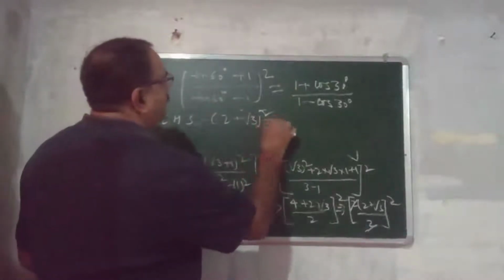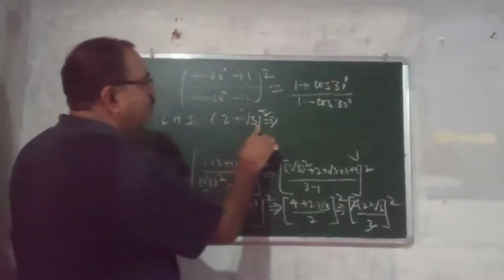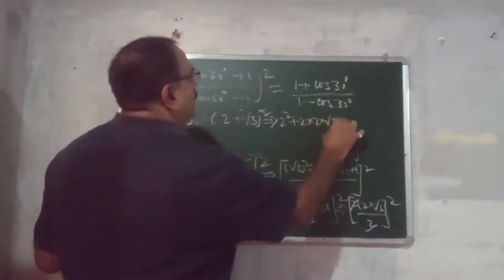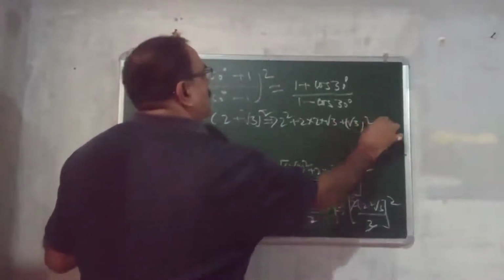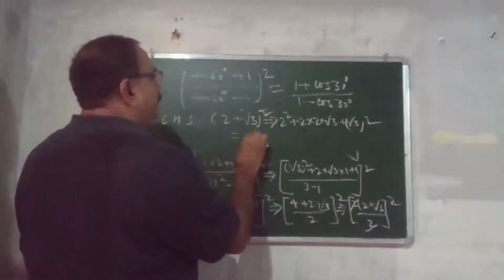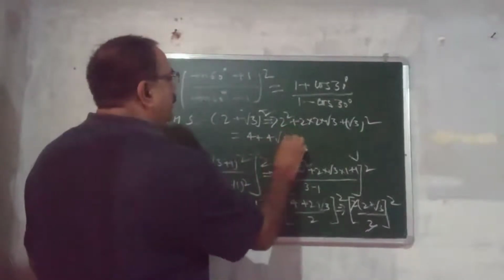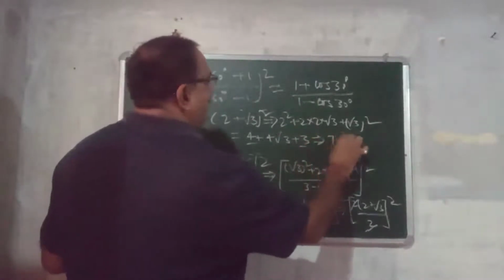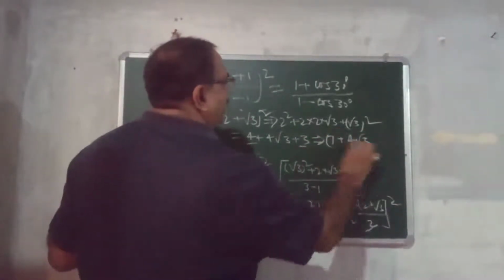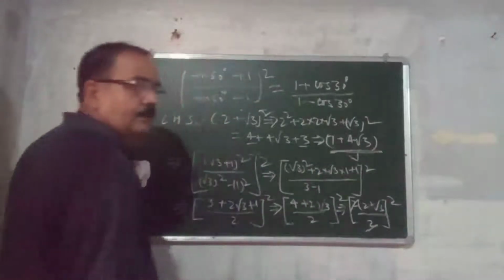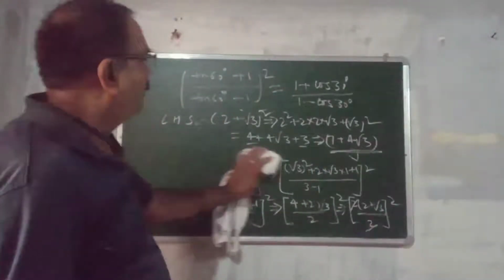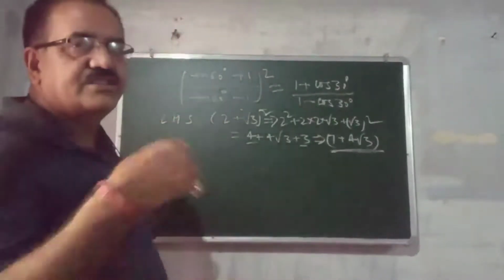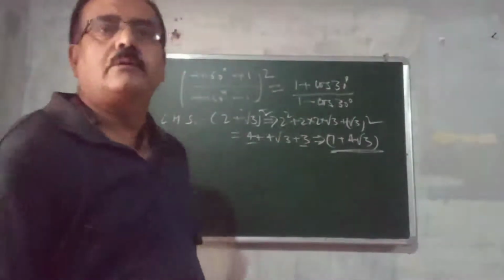Now expand it, a plus b whole square. You can expand it also. So 2 square plus 2 into 2 into root 3 plus root 3 square. So it becomes 2 square means 4, plus 4 root 3, plus 3. Like terms 4 plus 3 become 7 plus 4 root 3. This is our LHS. Now in the same way we will take the RHS and after putting in the values we will simplify, and we'll see whether both sides are the same or not.